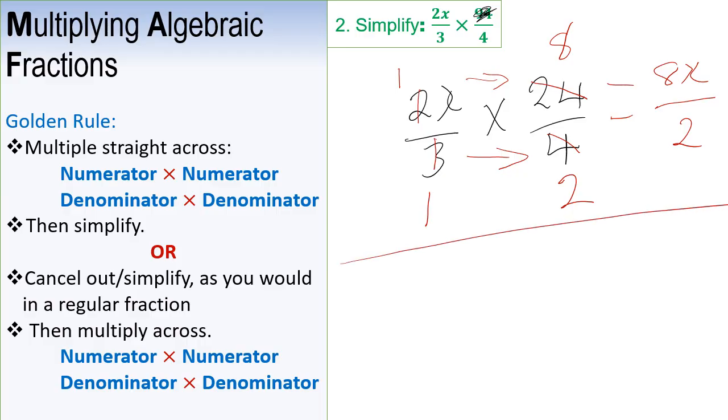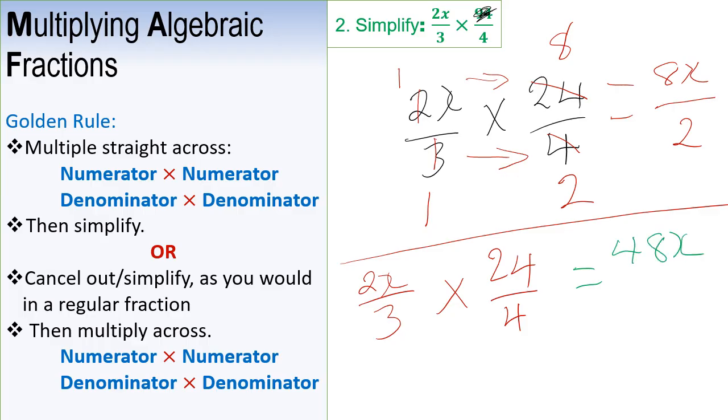Trying our second method, we simply multiply right across the board. 2 times 24 is going to give you 48x, and 3 times 4 is 12.